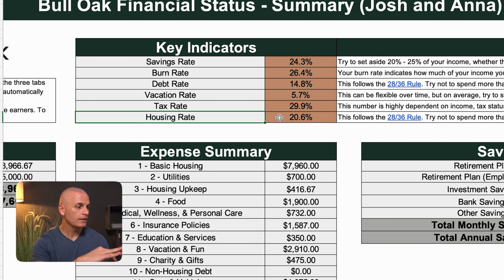And last but not least, we do have this housing rate, which really says how much of your income you're actually spending on your housing. They're spending about 20%, which is below the 36% high maximum number that we have here. And this is really just to make sure that you're not becoming house poor. It's a common trap, especially in this environment where housing prices are really elevated.